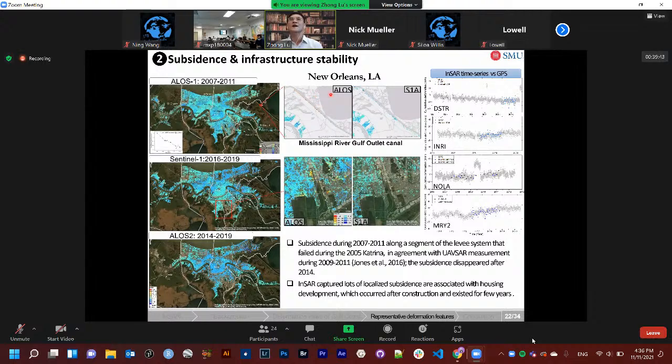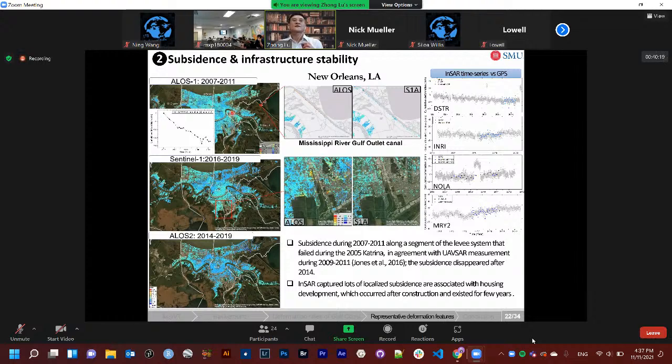This is from 2007 to 2011. We see this segment is sinking by about how much? By about 5 centimeters per year. Of course, this is also confirmed and can be verified by airplane measurements. You can do InSAR from an airplane as well. So this is published UAVSAR data from 2009 to 2011. Interestingly and good, we see this part become very stable after 2015. So something must have been done, right?